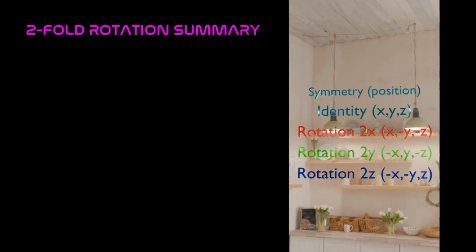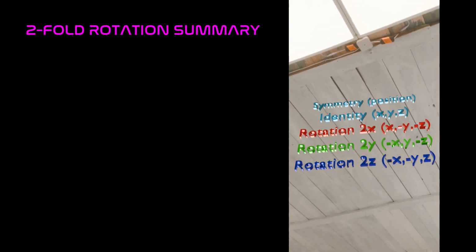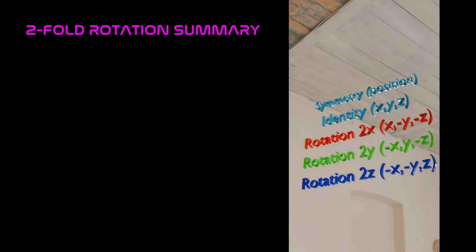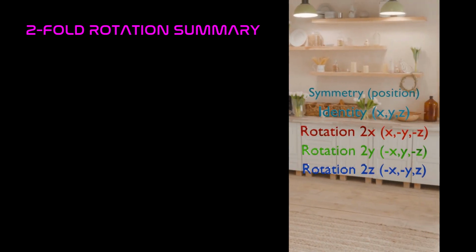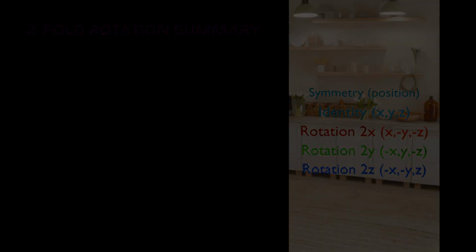Let's summarize the twofold symmetry elements in the P222 space group. Identity: x, y, z. Twofold around x: x, minus y, minus z. Twofold around y: minus x, y, minus z. Twofold around z: minus x, minus y, z. Each rotation gives an equivalent atomic position in the unit cell.